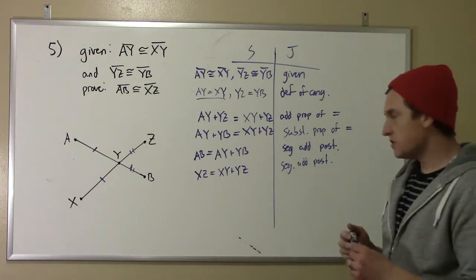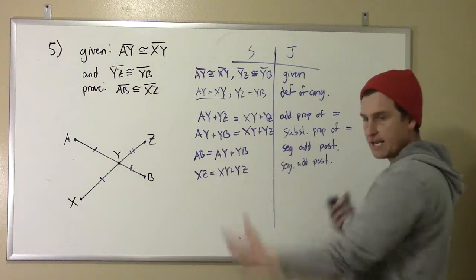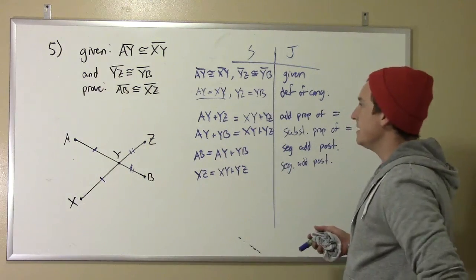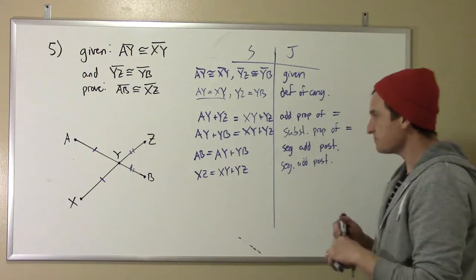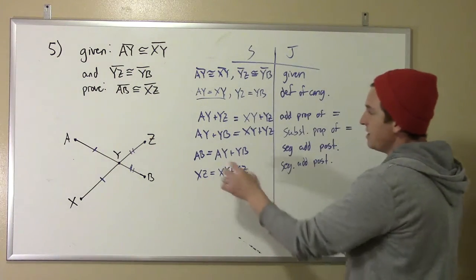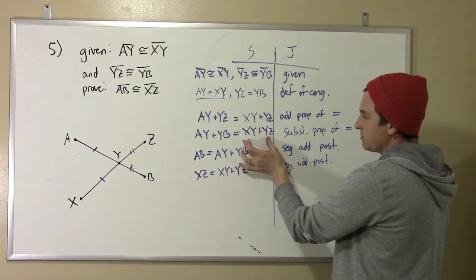Now in a proof, you could have put these in the same line, but these are kind of long statements, and so putting both of these in the same line can be a little bit tricky. But it's the same justification, we're just doing it twice. So that's the segment addition postulate. So let's take a look at these two ideas, right? AY plus YB is equal to XY plus YZ, right?